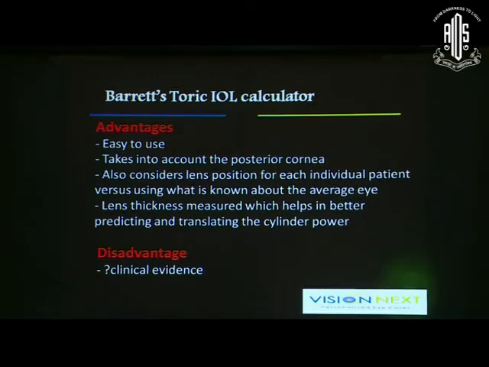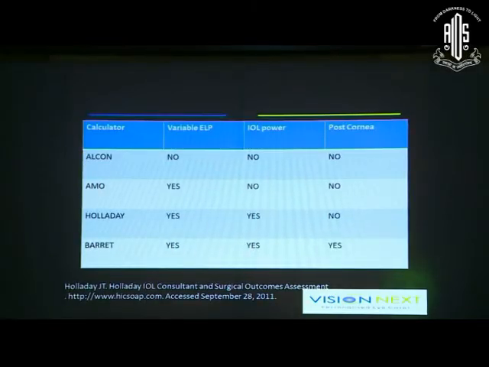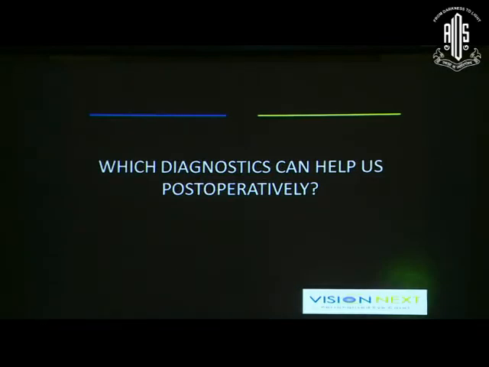So the advantages of Barrett's toric calculator are certain. It's actually all in one, and you can use it for any brand of IOL that you want to go for. This is just a small comparison of various toric IOL calculators available, and you will see that variable effective lens position is present in Barrett's. Barrett's also takes care of your IOL power and also of your posterior cornea. So it has certainly various advantages as compared to other calculators.